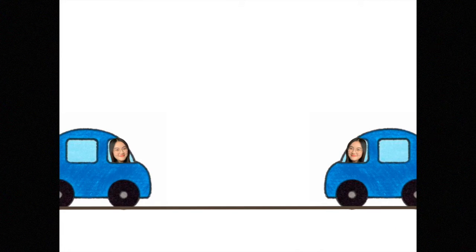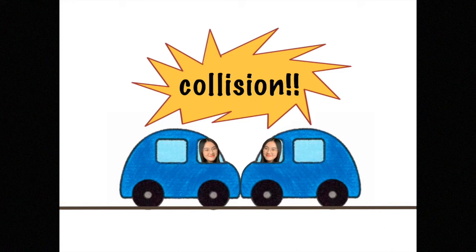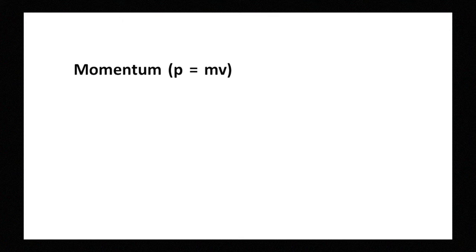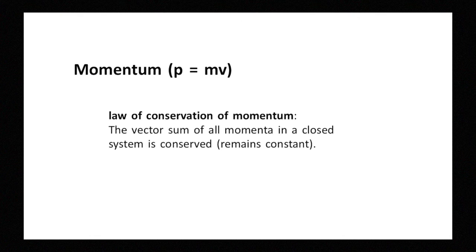Today we are going to talk about collision. And before we get into collision, we should know about momentum. Momentum is equal to mass times velocity, and the law of conservation of momentum says that the vector sum of all momenta in a closed system is conserved, which means the momentum will remain constant.